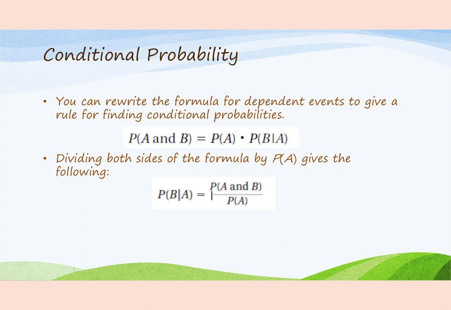All right, conditional probability now when you're given both. So you can rewrite the formula for dependent events to give a rule for finding conditional probabilities. Say my original one is finding the probability that A and B occur. If it's dependent, it would be the probability of A times the probability of B given A already happened.